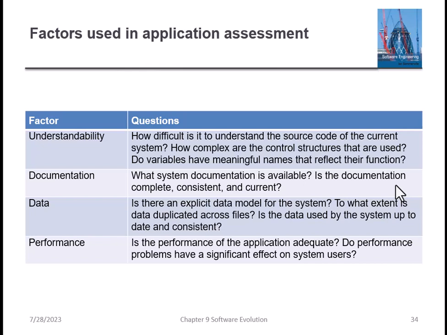Documentation. What system documentation is available? Is the documentation available? If available, is it complete, consistent, current, and does it show the current feature goals or not? Data. Is there an explicit data model for the system? To what extent is the data duplicated across the files? Is the data used by the system up to date and consistent or not? And finally, the performance. Is the performance of the application adequate? Do performance problems have a significant effect on the system users?